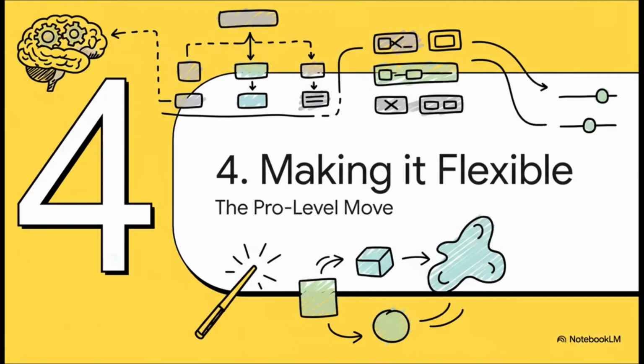Pro-level power. So far our formula has just given us back simple text. But what if the prize in our lockbox was something a bit more dynamic? Let's look at how we can make these formulas way more powerful. This is the pro-level stuff.